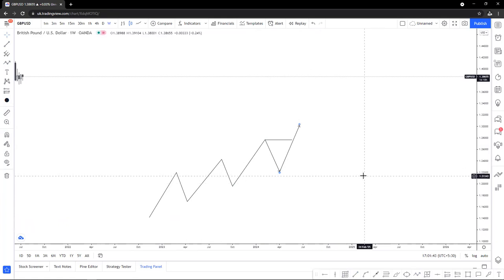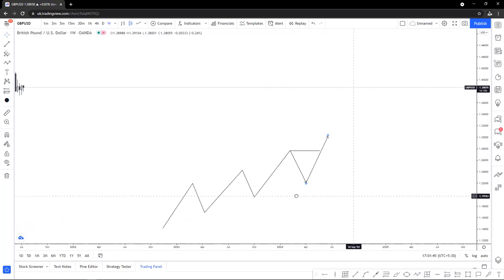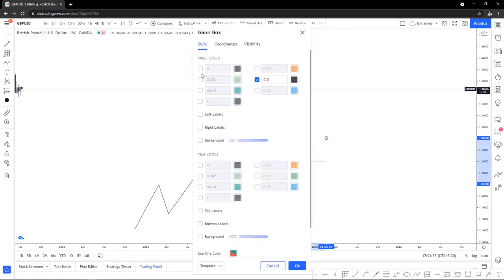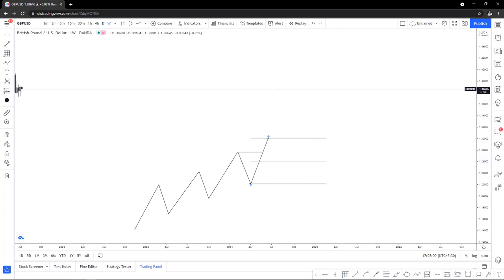Once a new range has been created, I'll mark the discount and premium prices. You can use a Fibonacci or something. I hope you know what discount and premium prices are. Yes, I do use them in my trades. That's good, that's better.